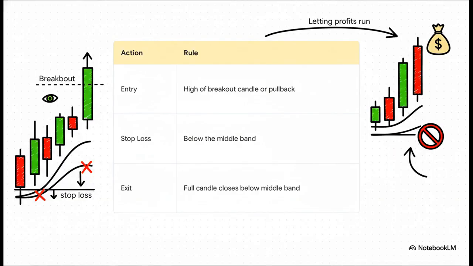Now, once you have the signal, how do you manage the trade? Well, you can get in as the price breaks the high of that big breakout candle. Your safety net, your stop loss, that goes right below the middle band. And now, here's the key to making the really big profits. There's no fixed price target. You just hold on and let your profits run until you see a full candle close back below that middle band. That is how you catch those monster moves.